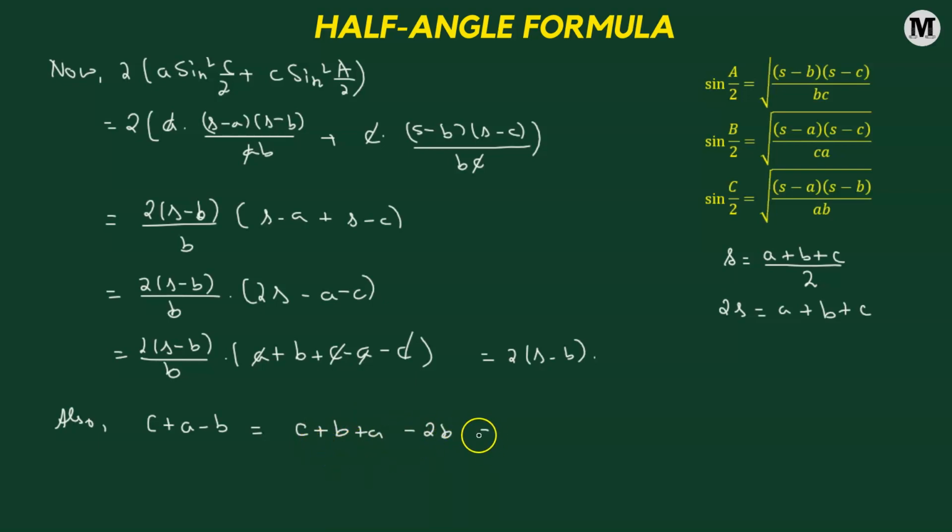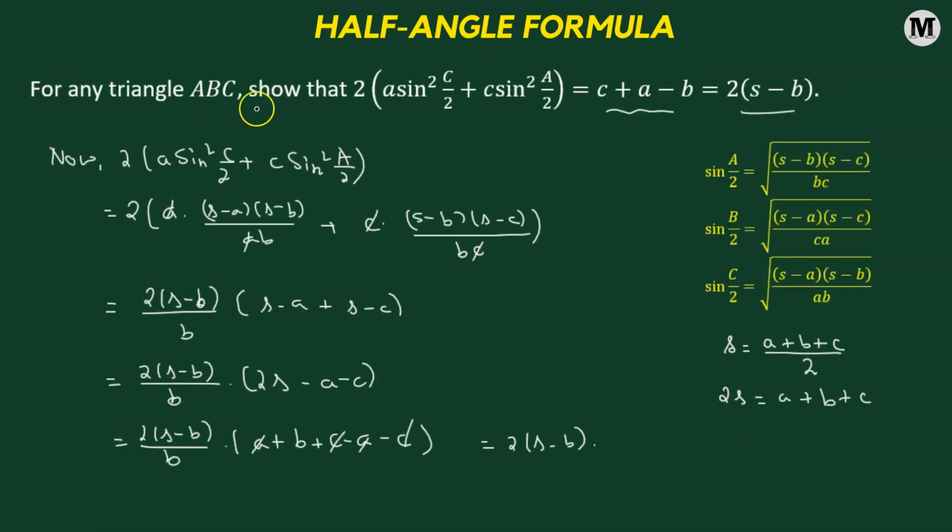Now c plus b plus a, that's 2 times s. So we have 2 times s minus 2 times b. Factoring out 2, we are left with 2 times (s minus b). So we have shown that c plus a minus b equals 2 times (s minus b) as well. Therefore, for any triangle ABC, the given expression is true. The given equation is true.